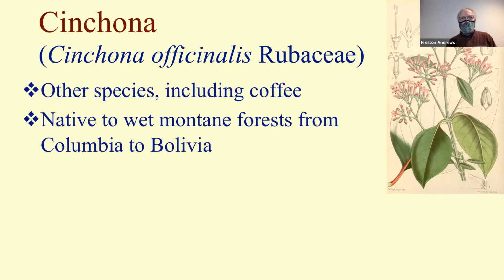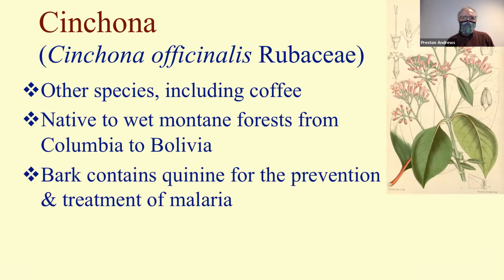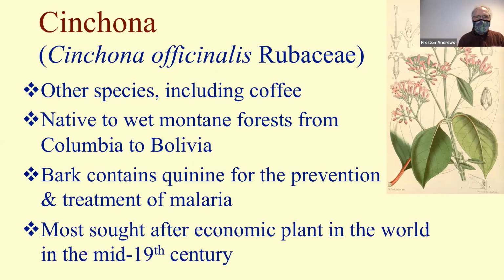It's native to the wet montane forests from Colombia to Bolivia. And why is it important? Because it contains quinine for the prevention and treatment of malaria. And in these years, malaria was the number one killer in the tropical colonies of the British and the French. Quinine gave them the ability to remain healthy and govern in those colonies. So this was the most sought after economic plant in the world in the mid-19th century, Cinchona.